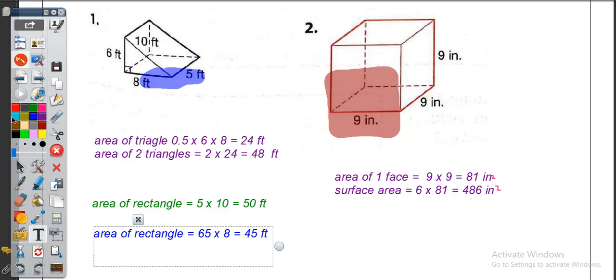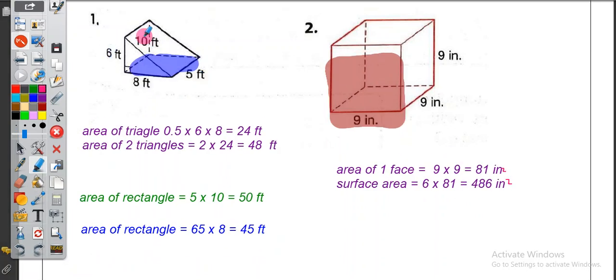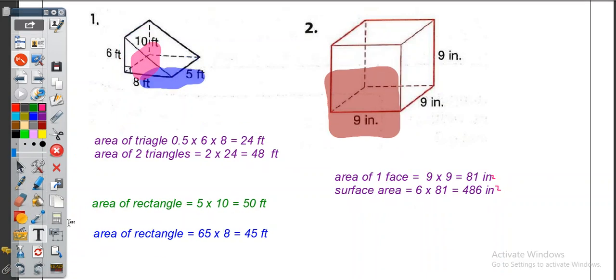Then we still also have this one here at the back. The area is 6 times 5, because this is the dimension here. So you were right that the area of this rectangle equals 6 times 5 equals 30 feet.